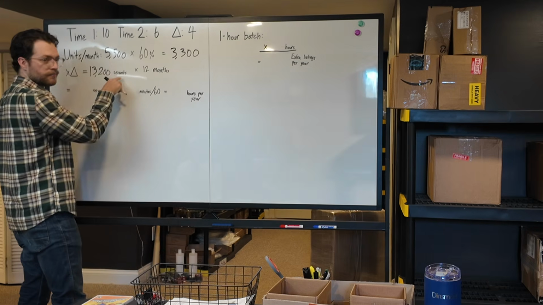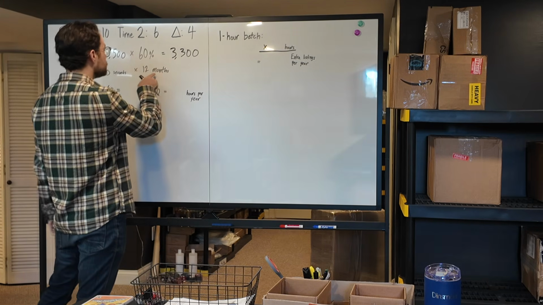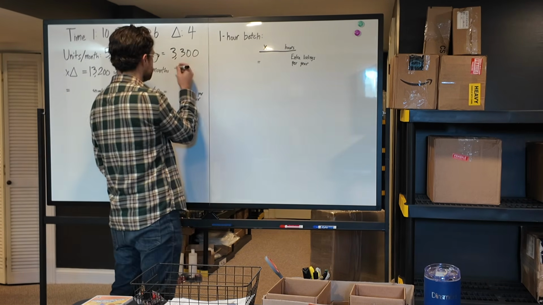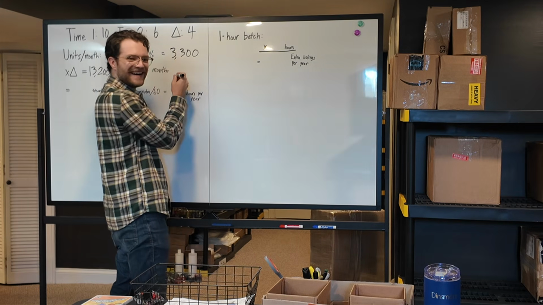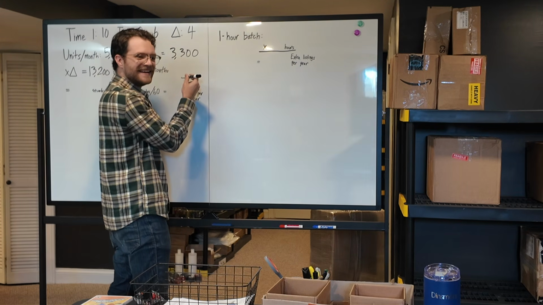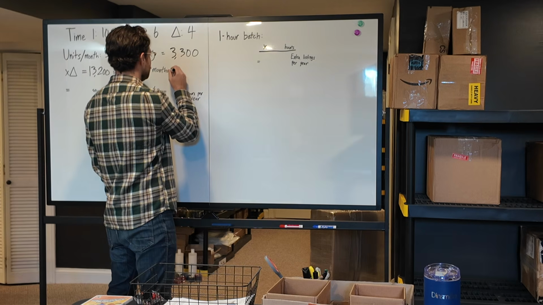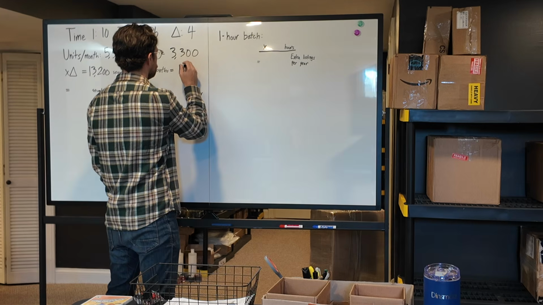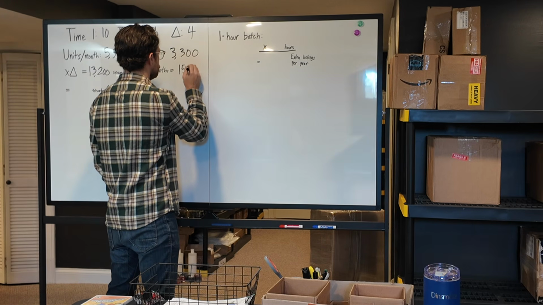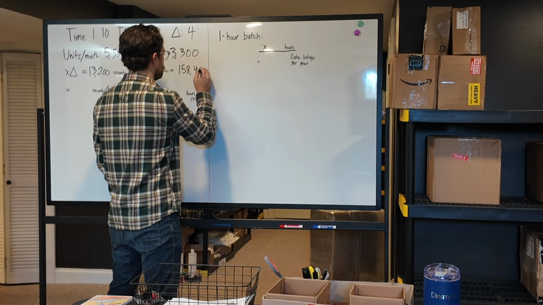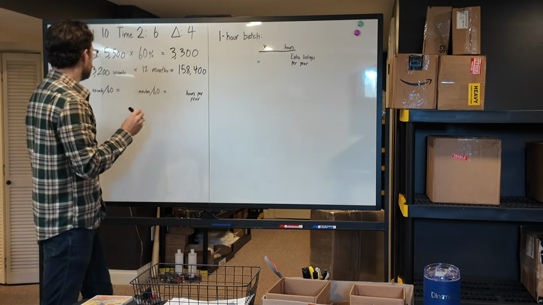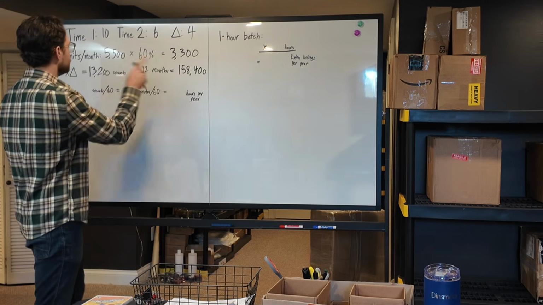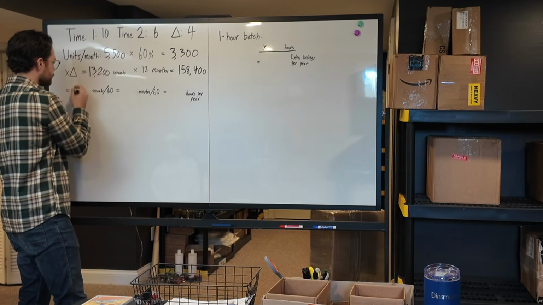13,200 seconds per month times 12 months is... You got that one? No, I can't do that. Come on, Spencer. Okay, go ahead. 158,400. 158,400. Okay, so then let's divide that by 60.